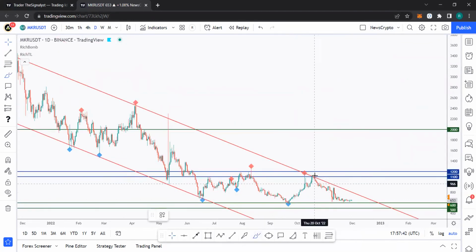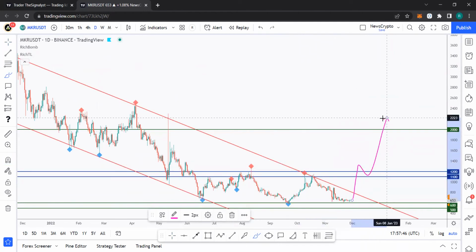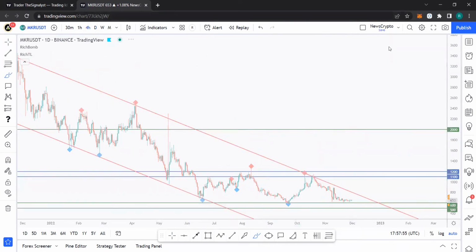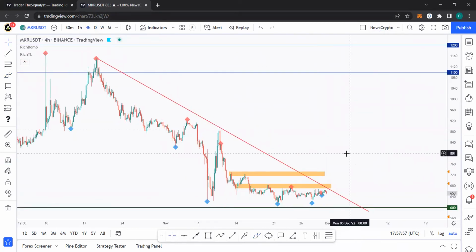For bulls to take over from a long-term perspective, we need to see a break above the 1K or 1.1K, which is what we would be expecting if we break above this high. Meanwhile, we are retesting this support area, around 600, 500. We're looking for buy stops.